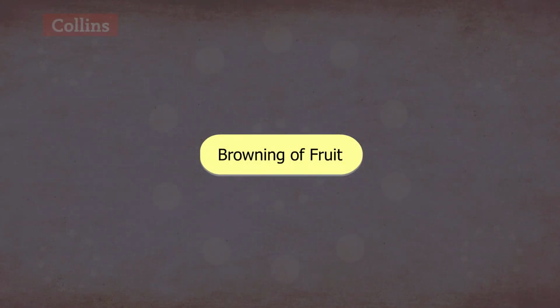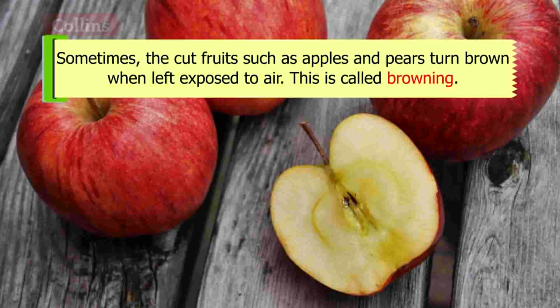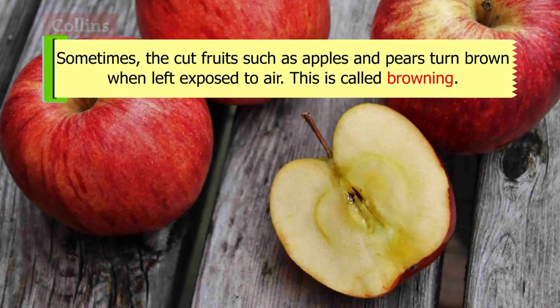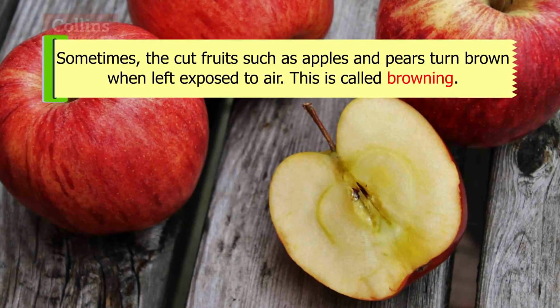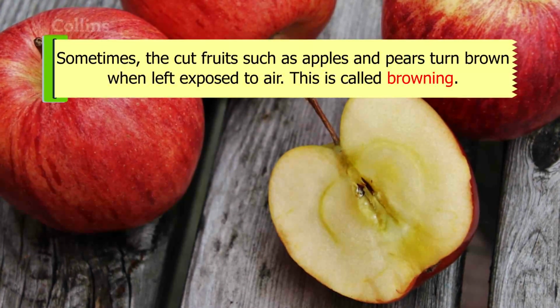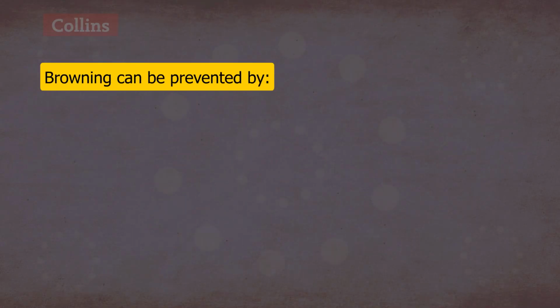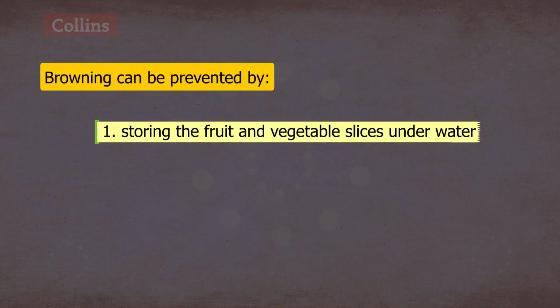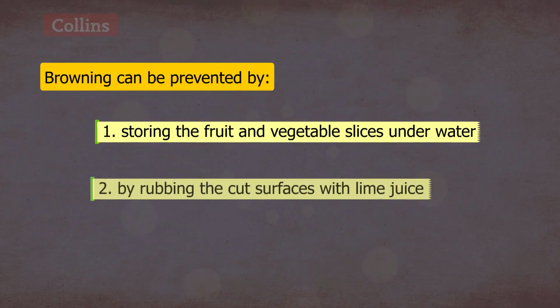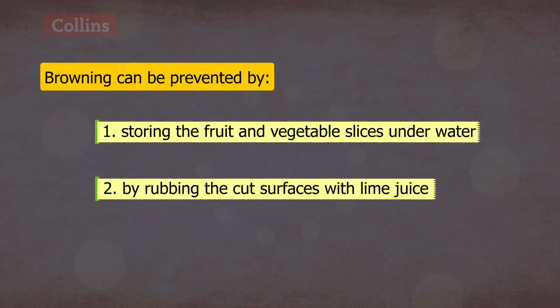Browning of fruit. Sometimes the cut fruits such as apples and pears turn brown when left exposed to air. This is called browning. Browning is a chemical change in which some compounds in certain fruits and vegetables react with oxygen in the air to form a brown-colored substance called melanin. Browning can be prevented by either storing the fruit and vegetable slices under water or by rubbing the cut surfaces with lime juice.